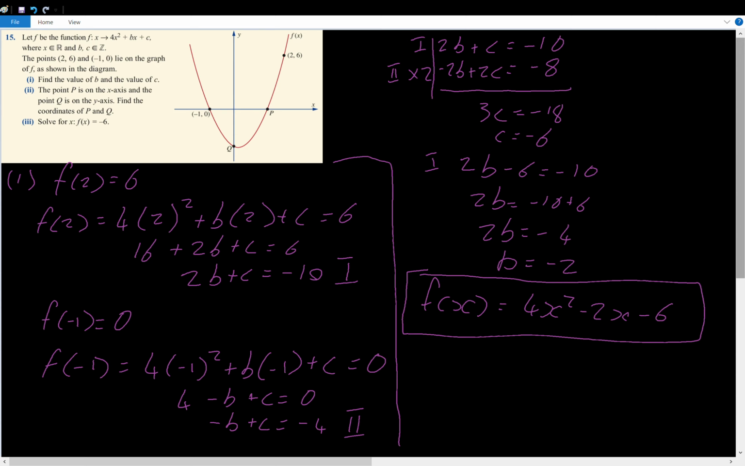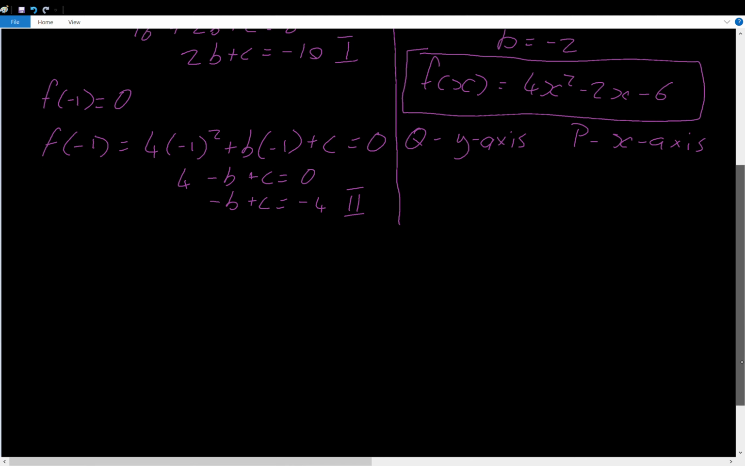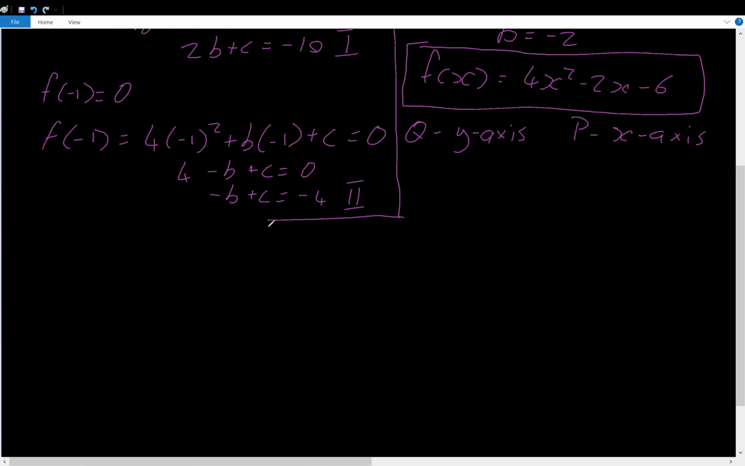For part 2, we're told that the point P is on the x-axis and the point Q is on the y-axis. So they're shown in the diagram here. We have to find the coordinates of P and Q. Right. So we're looking for Q, which is on our y-axis, and we're looking for P, which is on our x-axis. So we'll make some space down here for both of them. We'll start with our y-axis first.